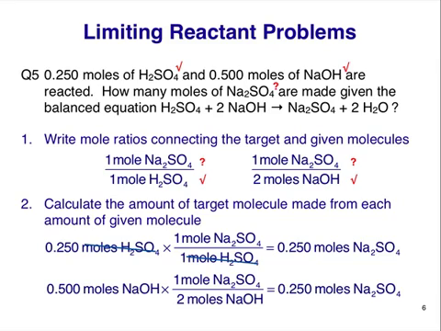Our second given was NaOH. Here it's multiplied by the right-hand mole ratio above. This calculation says we can make 0.250 moles of unknown from 0.500 moles of NaOH. Did we go wrong somewhere? Why are both answers the same?